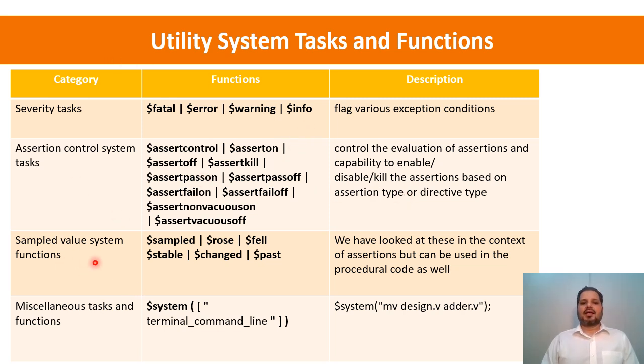Then we have sample value system functions. Some of them we have used already in the context of assertions. $sampled, you can print the value in the preponed region. $rose and $fell, you can use these for detecting edges. Then you have $stable, which we have used, $changed, and I think $past. I think these functions we have definitely used in the context of assertions.